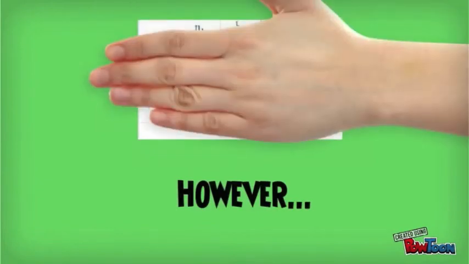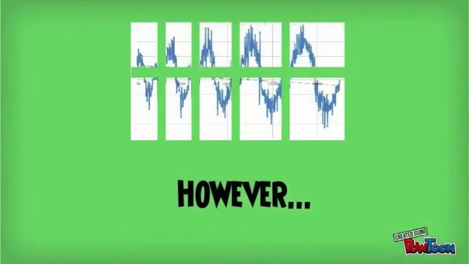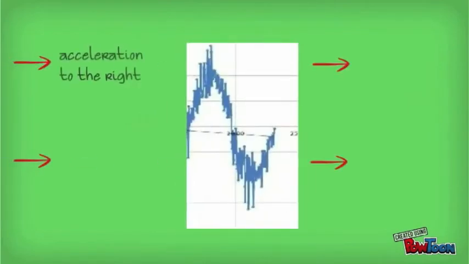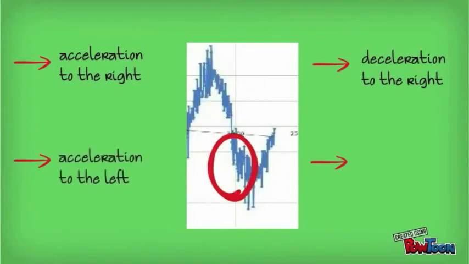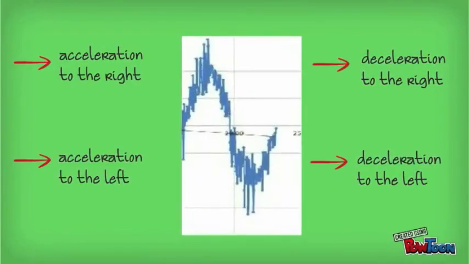However, by dissecting each segment, it is found out that in a segment, there are actually 4 things that happen. Acceleration to the right, then deceleration to the right, then acceleration to the left, and finally deceleration to the left.